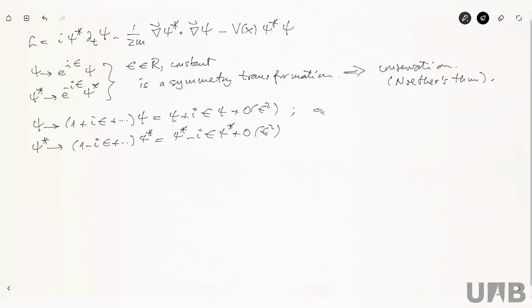So this means that delta psi, so the variation of psi, is I epsilon psi, and delta psi star, so the variation of psi star, is minus the same thing with a psi star. Okay, so this is a minus sign.